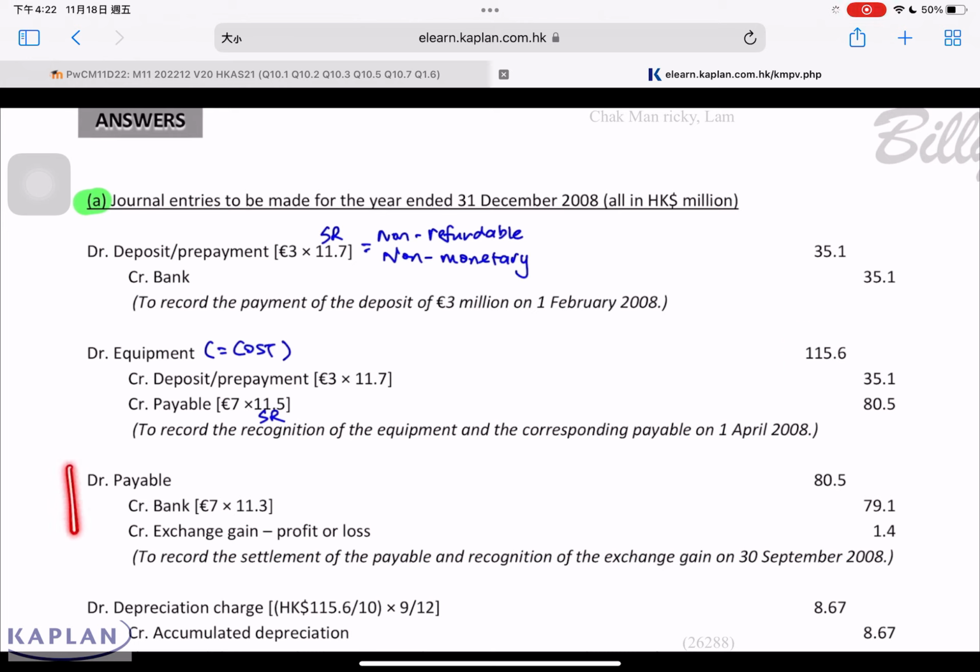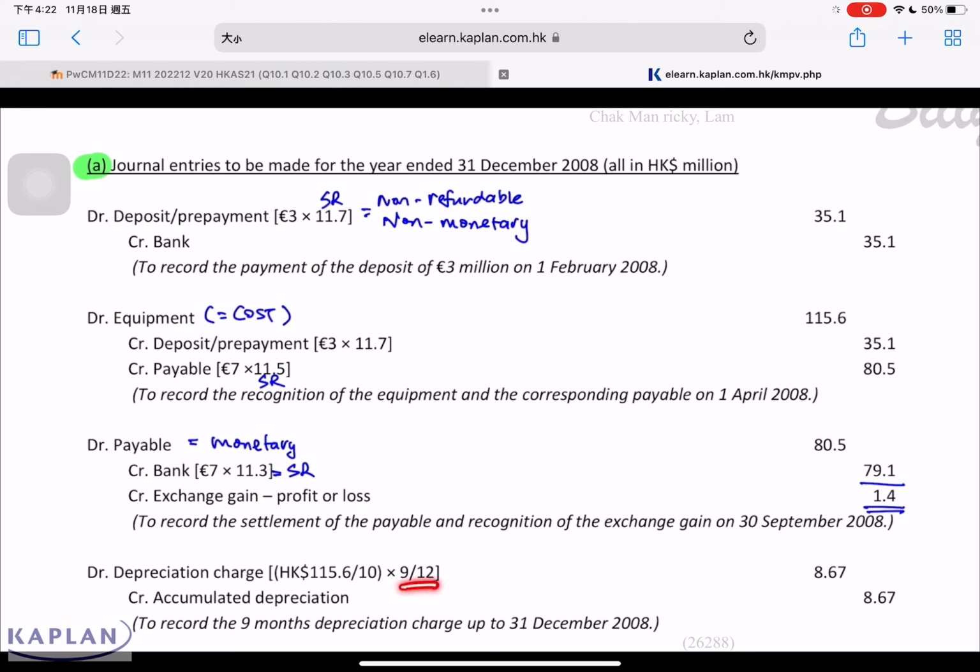Then the settlement of this payable is a monetary item. Settlement will be at the spot rate at the date of settlement. In this case, there's an exchange difference of 1.4. These exchange differences will be recognized in P&L because they arise from settlement of a monetary item. For the year, 9 months, we must account for depreciation based on cost over 10 years. Debit depreciation, credit accumulated depreciation of equipment. All this, you get the 9 marks.